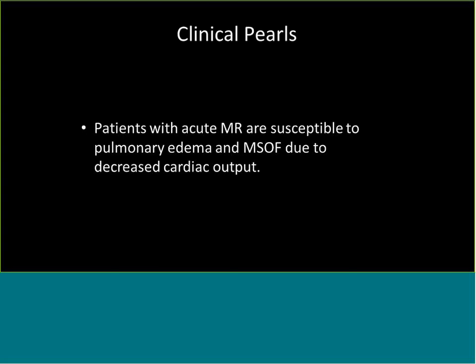Some clinical patients with acute MR, especially acute ischemic MR, are susceptible to pulmonary edema and multi-system organ failure due to their decreased cardiac output. Specifically, I'm thinking of a patient who came in with a huge inferior MI and had wide open MR, and came in with pulmonary edema, liver failure, renal failure. These people, they're sick. They're just really, really sick.